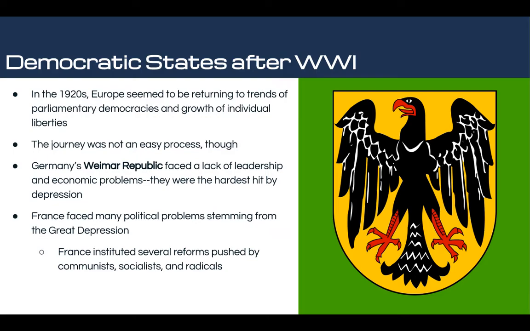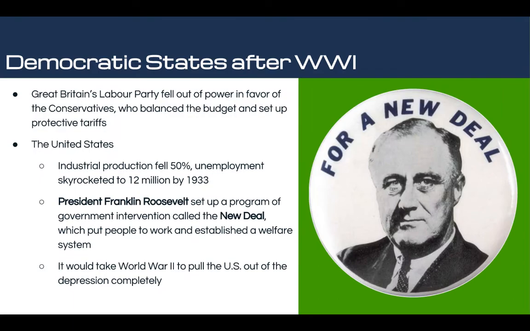For example, in Germany, the Weimar Republic, you see the ensign of it there, faced a lack of leadership. They didn't have really strong political leaders, and of course, all these economic problems. Germany was hit hardest by the Depression. In France, they also had many problems from this Great Depression. In fact, they had several reforms that were pushed by communists, socialists, and radicals in their country. They formed 6 different cabinets trying to solve economic issues. And so it really leads to a crisis of confidence in those governments.